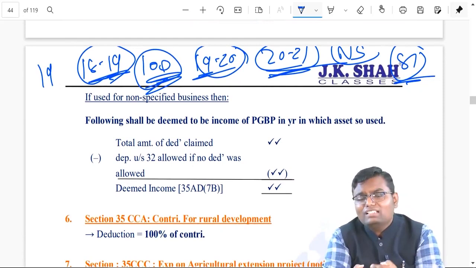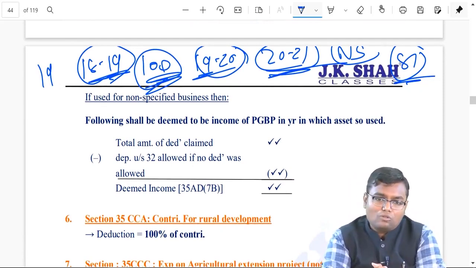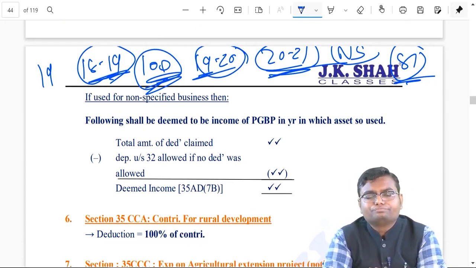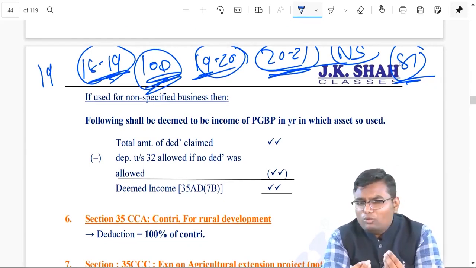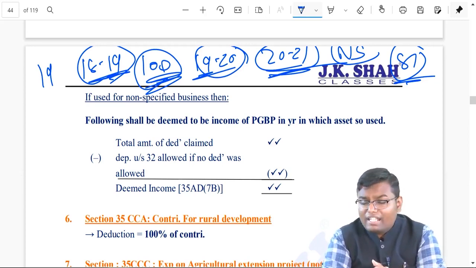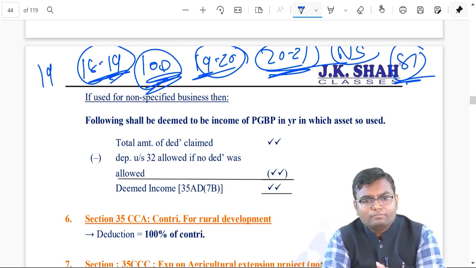Means if you are adding the 35AD deduction, you can get the depreciation benefit also against that. So it is a good thing. Balance will be your definitely deemed income. Then 3 to 4 very small sections are there. Again, I'm saying this, only that many points which are important for the last day will be covered. And it is my guarantee, 90% of the things will be from this only.